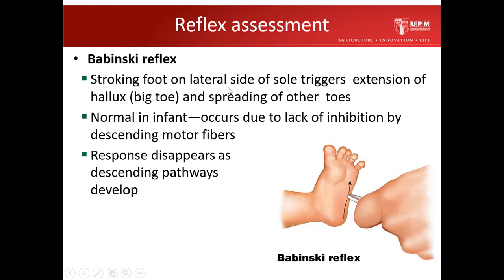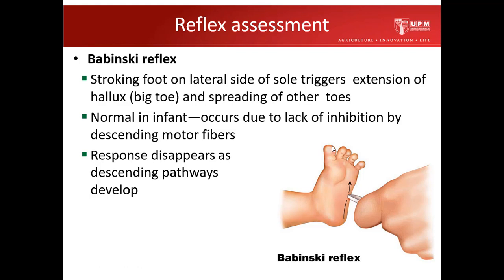So the positive Babinski reflex is normal in newborns due to the lack of inhibition by the descending motor fibers. So this response normally goes away by the time they are about 6 months old or up to 1 year old. So how to do the Babinski reflex assessment is that you can stroke the foot on the lateral side of the sole, and this produces an extension of the big toe and the fanning out of the other toes. So that is the positive response of the Babinski reflex.